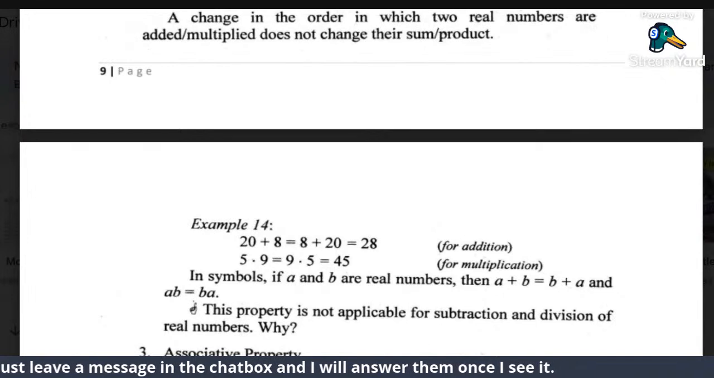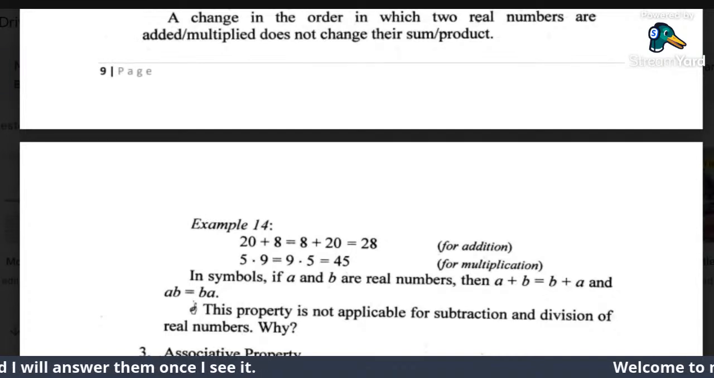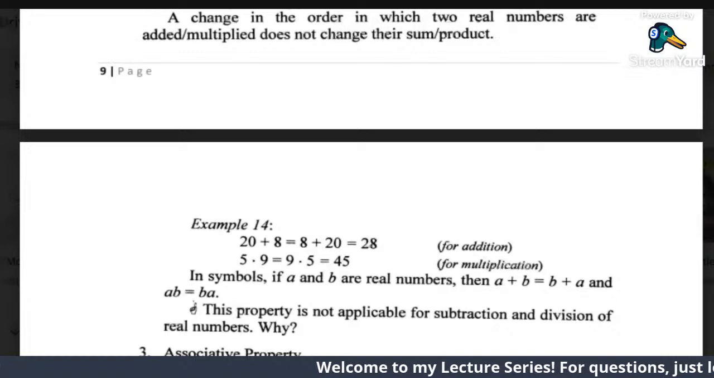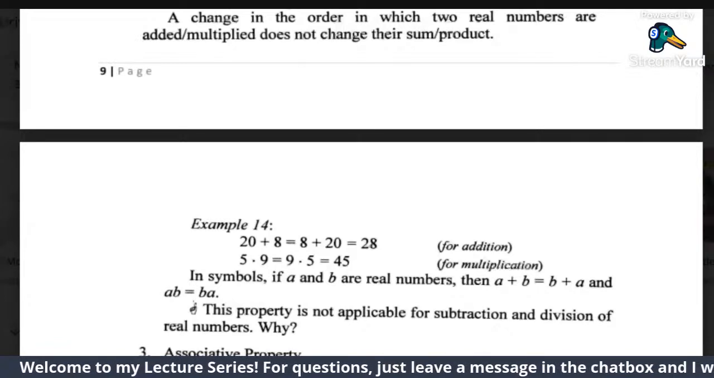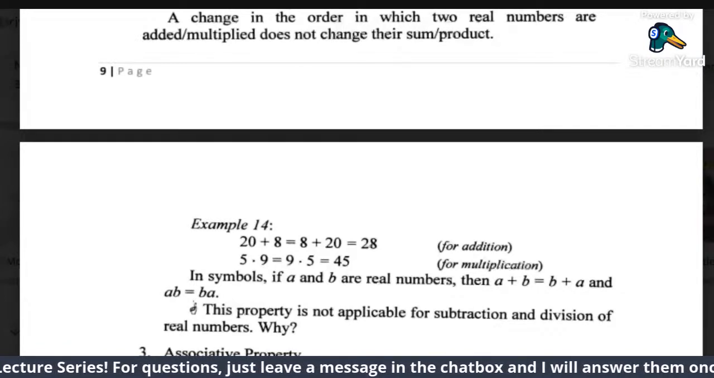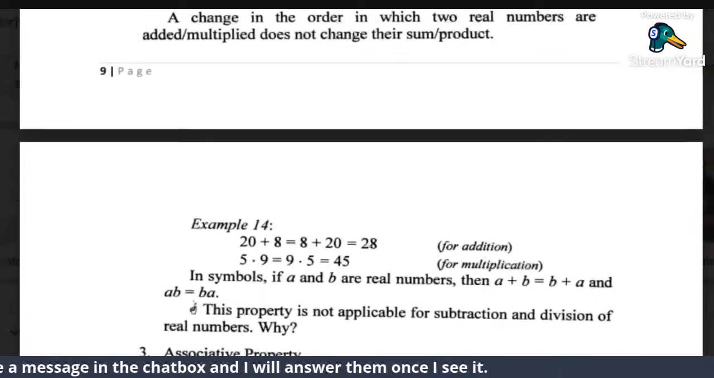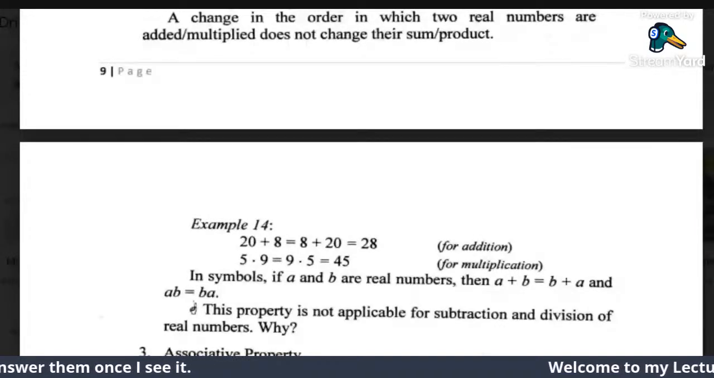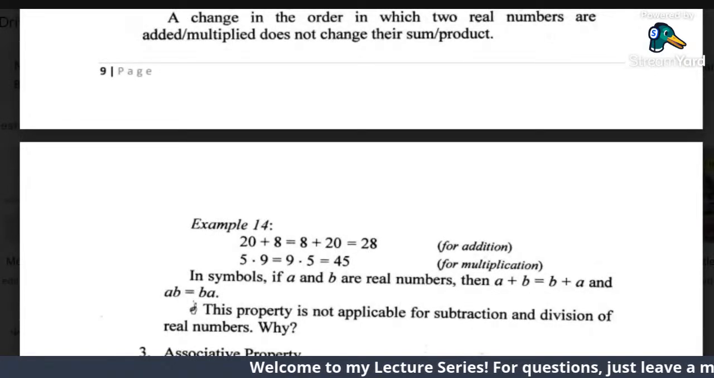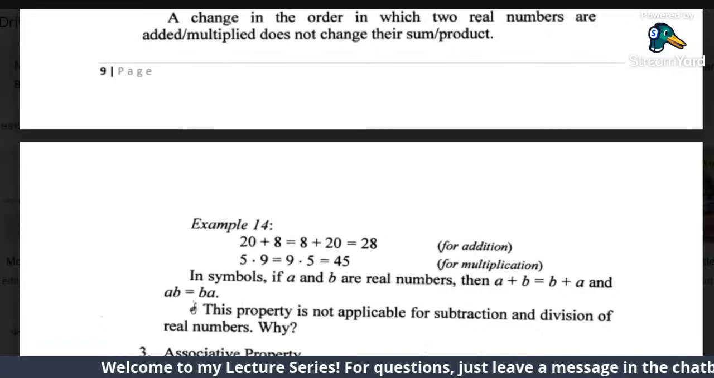Okay, and it does not affect the arrangement of multiplying and adding real numbers; it does not affect the sum or the product, which of course is different from subtraction and division. Let's say 2 minus 3 will not give you a difference that is the same as 3 minus 2. 2 minus 3 is negative 1. 3 minus 2 is 1. So negative 1 is not equal to 1.